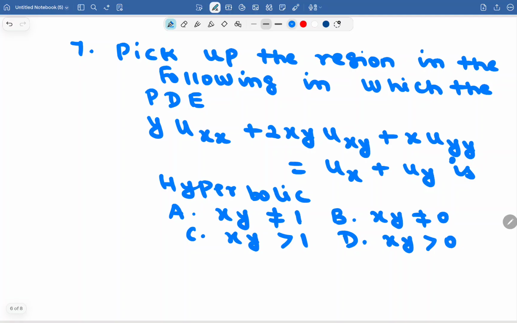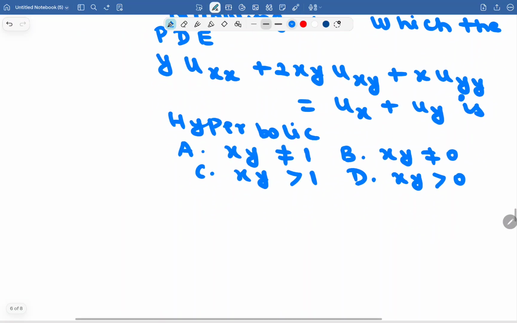One PDE is given which is a second order, and also given this PDE is hyperbolic in which of the region among the 4 options, which one is the correct one? Whether it is the region xy not equal to 1 or xy not equal to 0, xy greater than 1 or xy greater than 0. Solution.